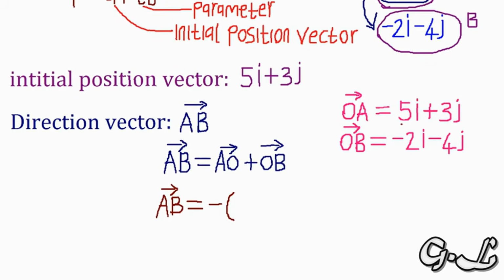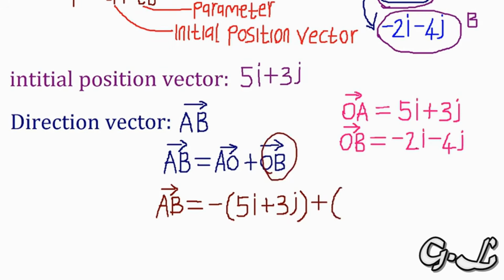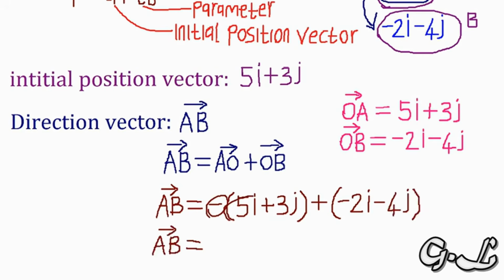So you're first going to introduce the negative, and then you're going to consider the expression which we have for OM. In such a case, it is 5i plus 3j, enclosed in parentheses, and then we consider the plus in the middle. And then what about OB? When you consider OB, we already have it just as it is. We have the expression for OB, it is negative 2i minus 4j. And then vector AB is going to be like that.